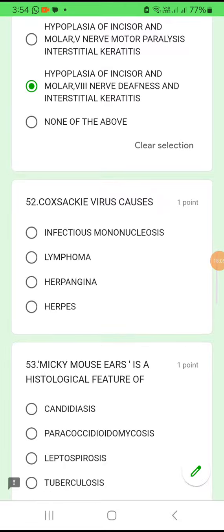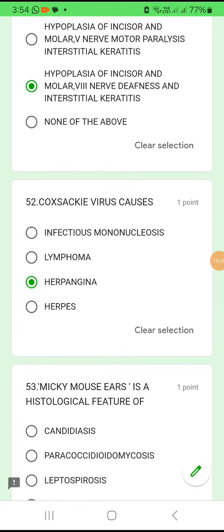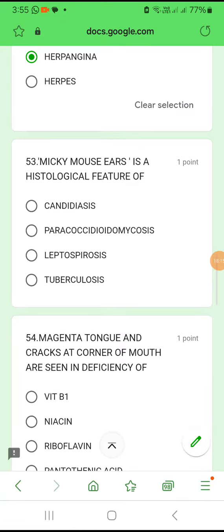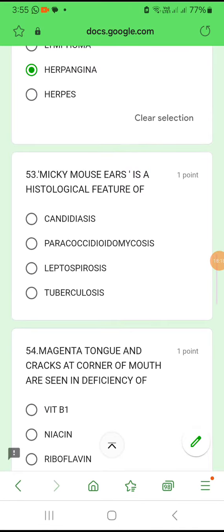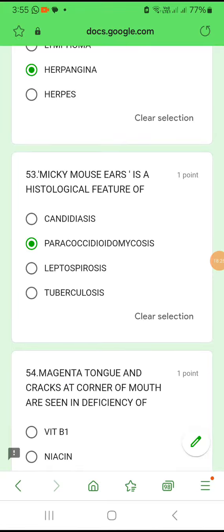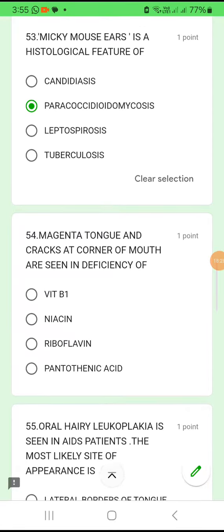Question number 52, Coxsackie virus causes what? Remember, herpangina. Coxsackie virus causes herpangina, not infectious mononucleosis, not lymphoma, not herpes. Now, Mickey Mouse ears is a histological feature of candidiasis, paracoccidiomycosis, leptospirosis, or tuberculosis. It is a characteristic feature of paracoccidiomycosis. Mickey Mouse ears.